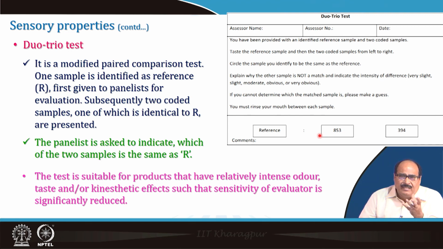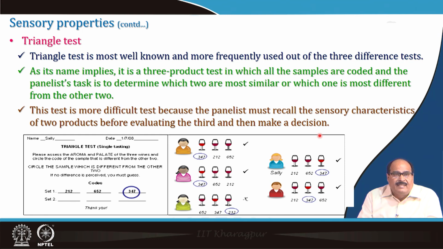So, first the panelist finalizes their appreciation of the reference sample, and then the two unknown samples are given, and one of them is identical to the reference sample. The panelists are asked to indicate which of these two samples is the same as the reference sample. This test is suitable for products that have relatively intense color, taste and kinesthetic effect such that the sensitivity of the evaluator is significantly reduced. Even for the duo trio test, a data record sheet is given. Then the triangle test.